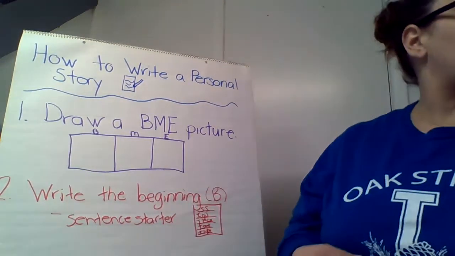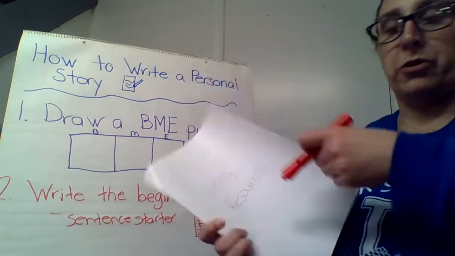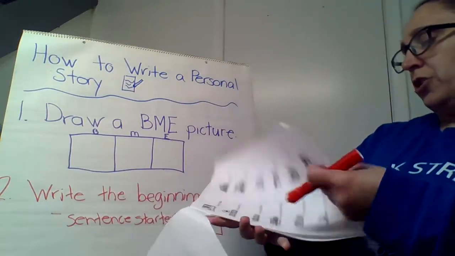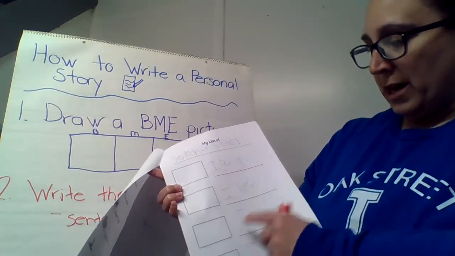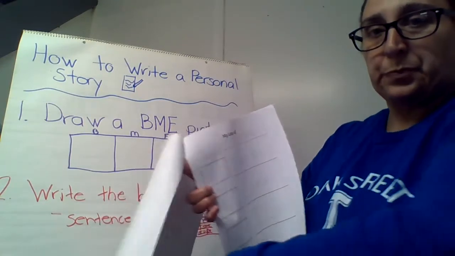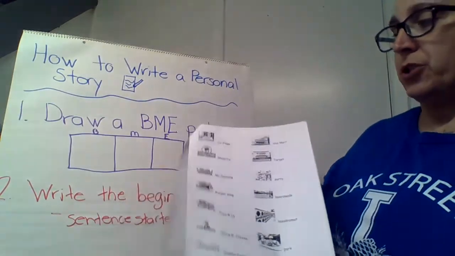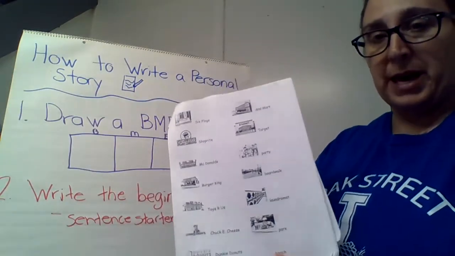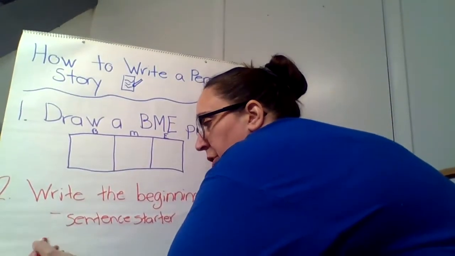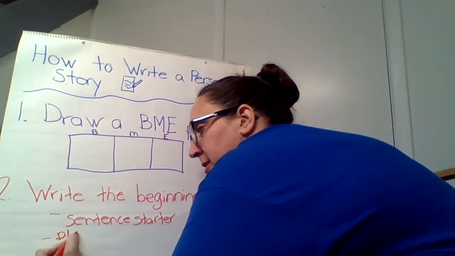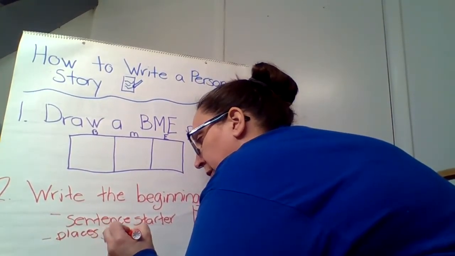So the first thing you're going to do is take out your writing resources, look through, and pick your sentence starter. I go, I like, I can, I see. Then I want you to go back to your places page and pick one of those. Sentence starter and places page.